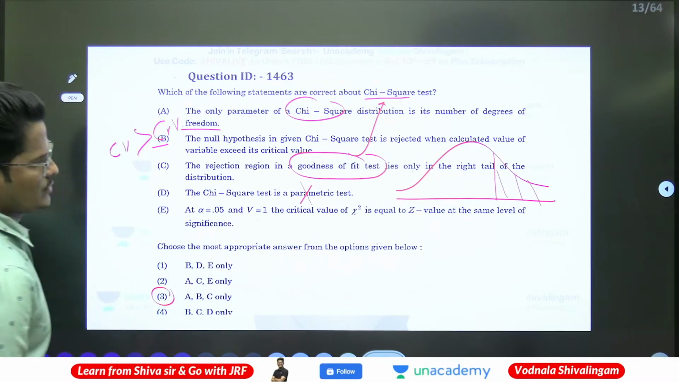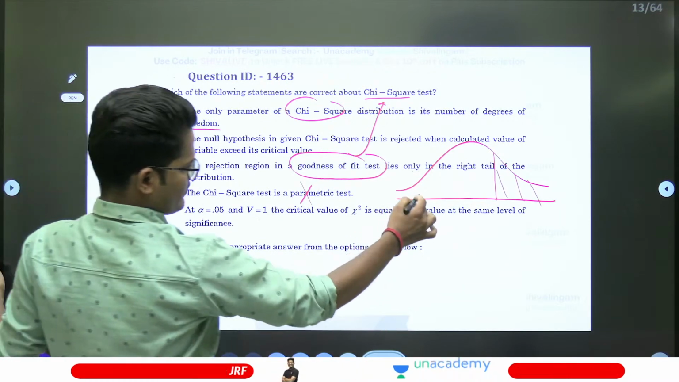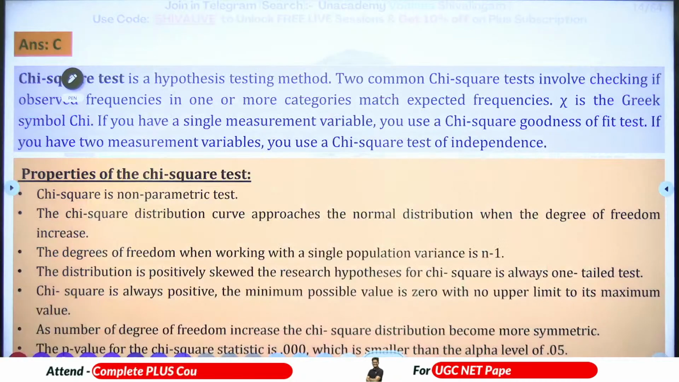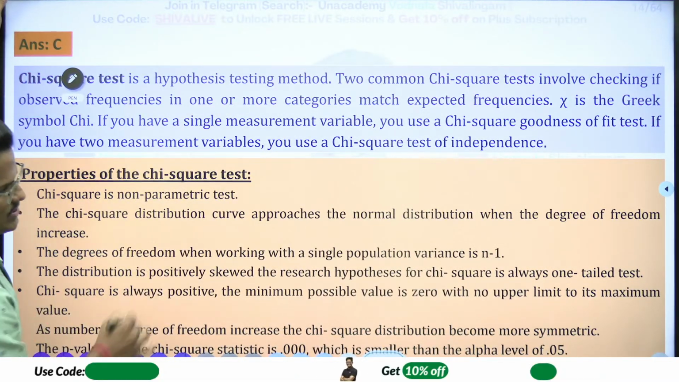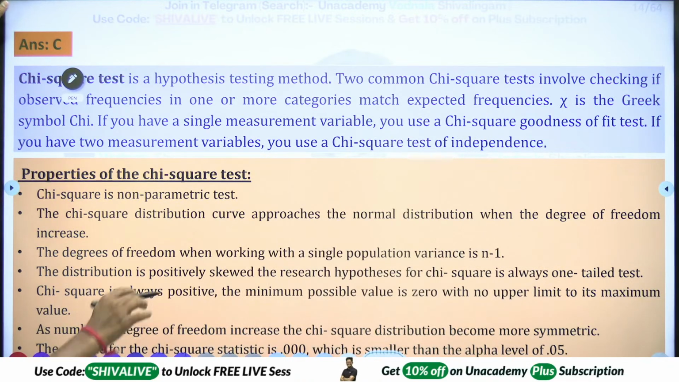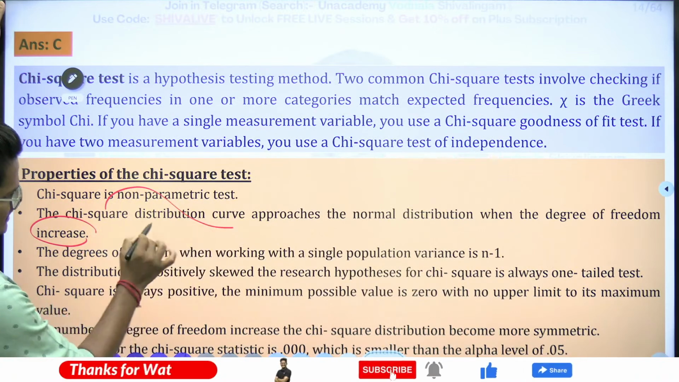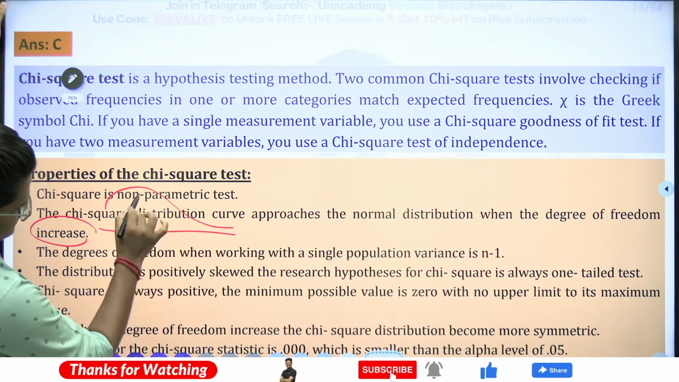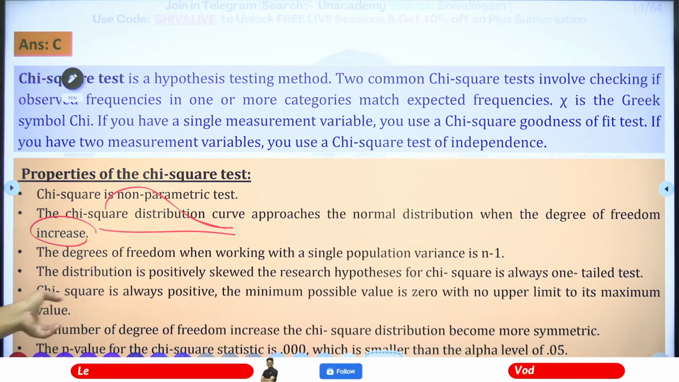The critical value of chi-square is equal to the z value at the same level of significance. Actually, the z value is not significant in this. Now you can see chi-square is non-parametric, and the distribution curve approaches normal when the degrees of freedom increase. When it is increasing, it will be right-tailed, towards the right only. The curve will be positively skewed.